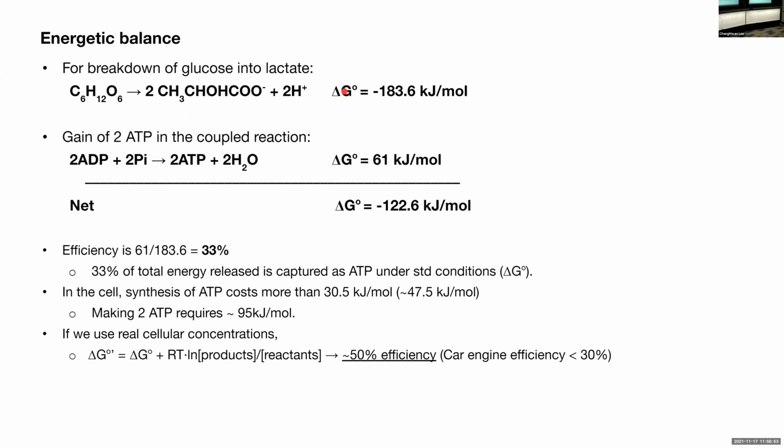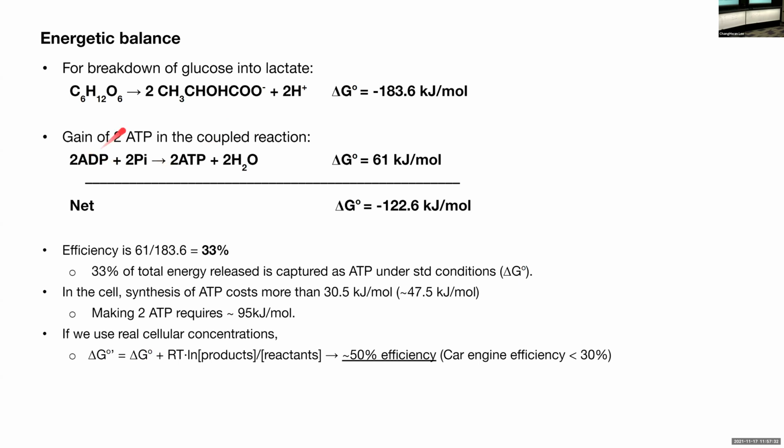Again, delta G is just the free energy of this reaction, not the activation free energy. But delta G naught is the free energy at the standard state, right? And we also talked about delta G naught prime, which is the delta G value at the biochemical standard state. But I typically just omit the prime there. So whenever I write down delta G naught, that actually means delta G at the biochemical standard state.